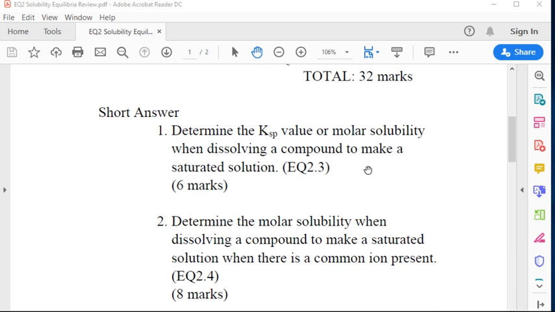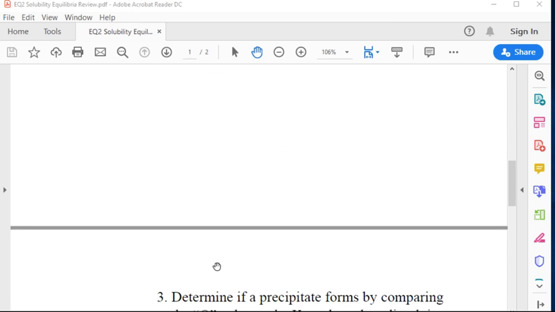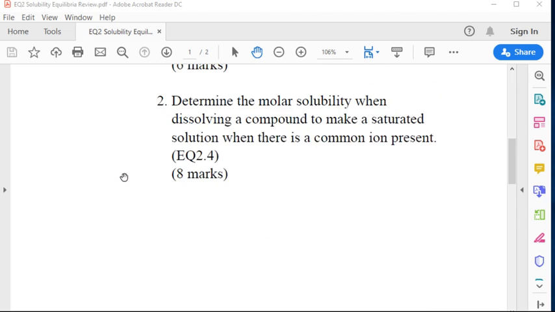Number 2 is very similar to the molar solubility calculation, except you are given an initial ion in a solution. So it's like you're dissolving a compound in water that already has some dissolved ions. And one of those dissolved ions will be conflicting with what you are dissolving because there's a common ion present. So if you look back in EQ 2.4, you'll see examples of that. That's worth 8 marks. And then number 3 was a bigger question, precipitation of ions.